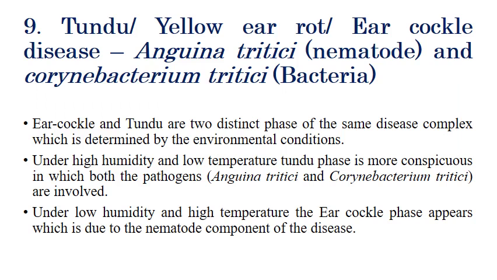Tundu or yellow ear rot or ear cockle disease is caused by Anguina tritici, a nematode, in association with a bacterium, Corynebacterium tritici. So this disease is associated with the bacterium as well as a nematode. Here we can see the two distinct phases of Tundu or yellow ear rot. Under high humidity and low temperature, the Tundu phase is more conspicuous with both pathogens. In the presence of Anguina tritici and Corynebacterium tritici under high humidity, it is a very serious disease and can cause more and more losses.